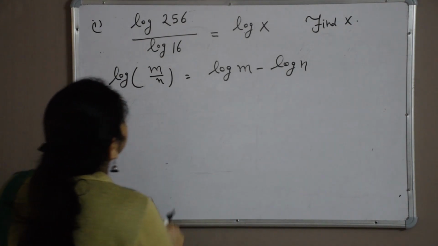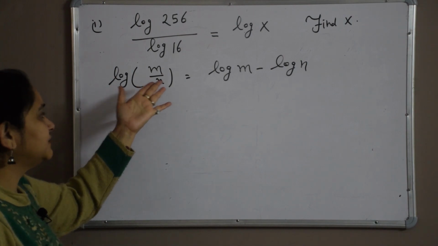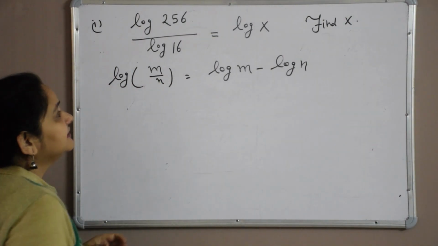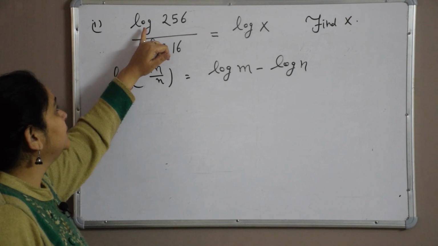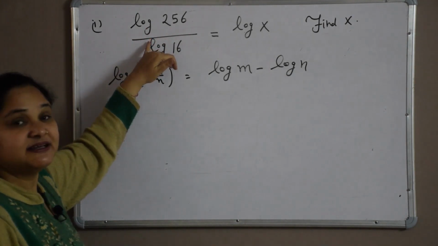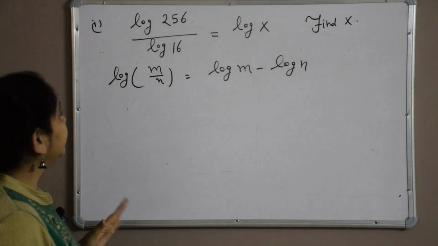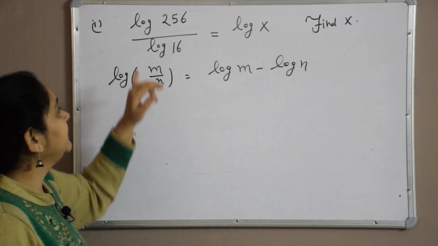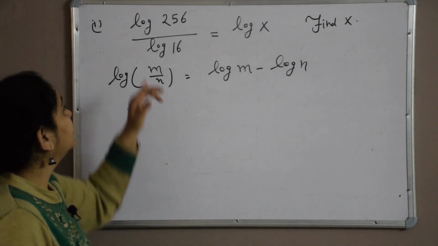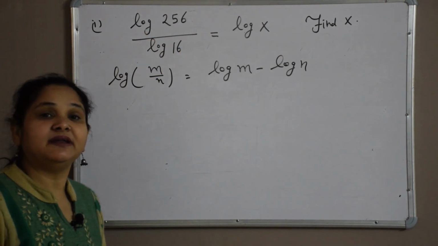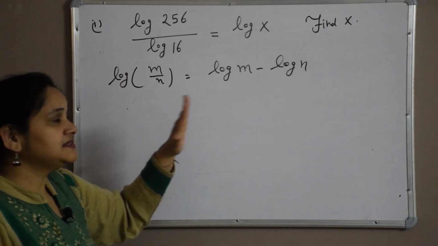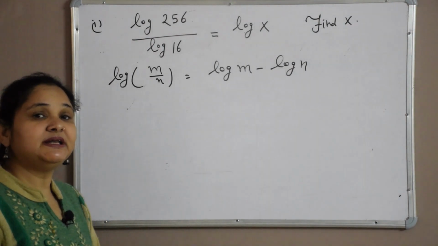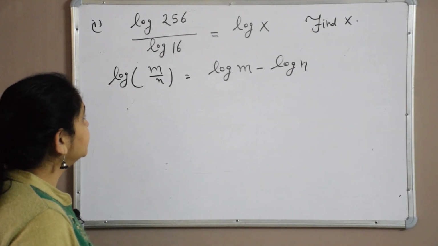That's why I have given this property, otherwise there is no use of this property here. And one more thing I have already told you: for log of 256, here there is no base. So whenever the base is not mentioned, we have to take log of 256 to the base 10. Wherever the base is not mentioned, it is already clear that the base is always 10.